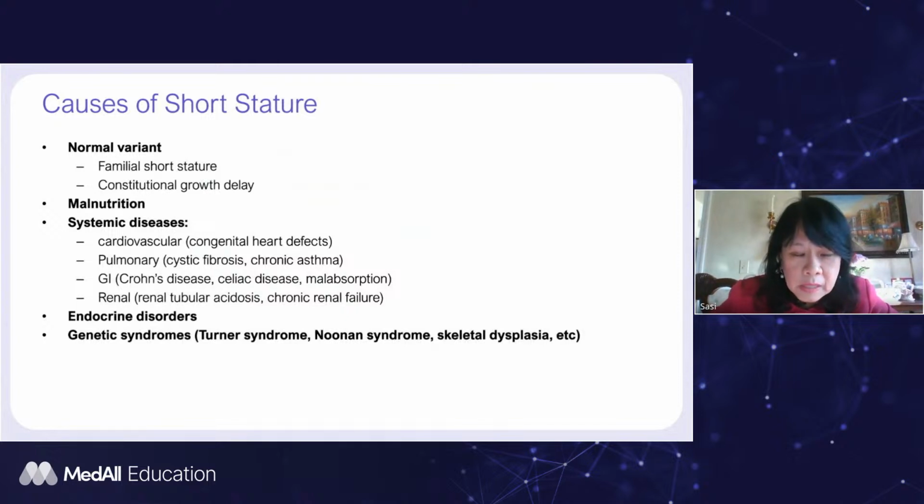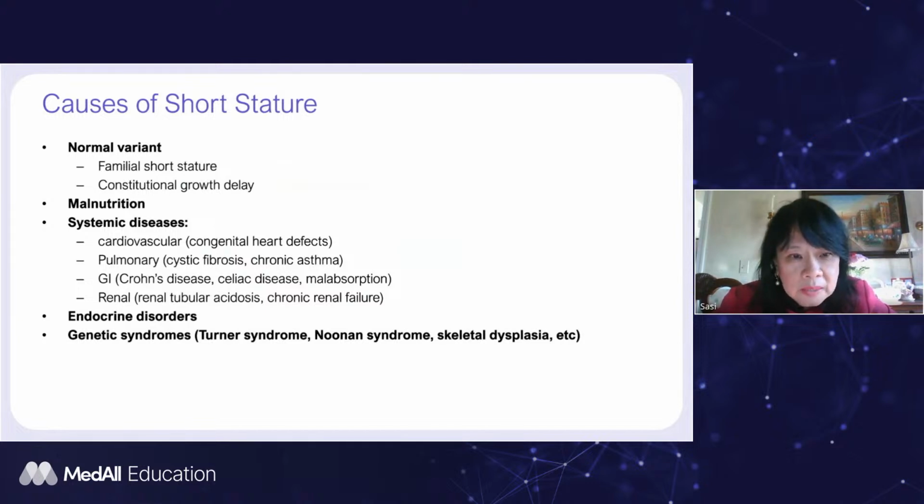So here, we'll provide more details about the causes of short stature, systemic diseases. That can be causes due to congenital heart defects or pulmonary diseases or GI problems. The one that we always need to rule out is Crohn's disease or celiac disease, which can cause malabsorption. And very often, some children with celiac disease don't necessarily have GI symptoms. The only manifestation is slow growth or short stature. So that's something we need to always think about and rule out.